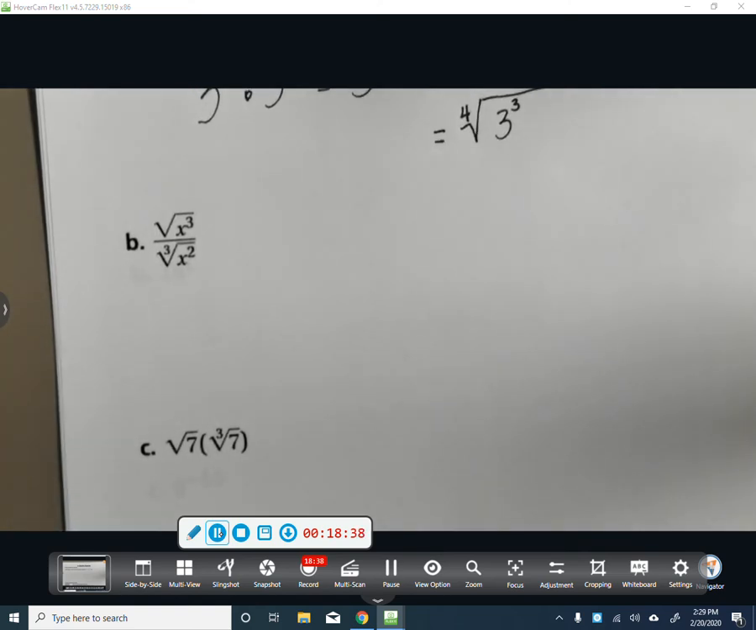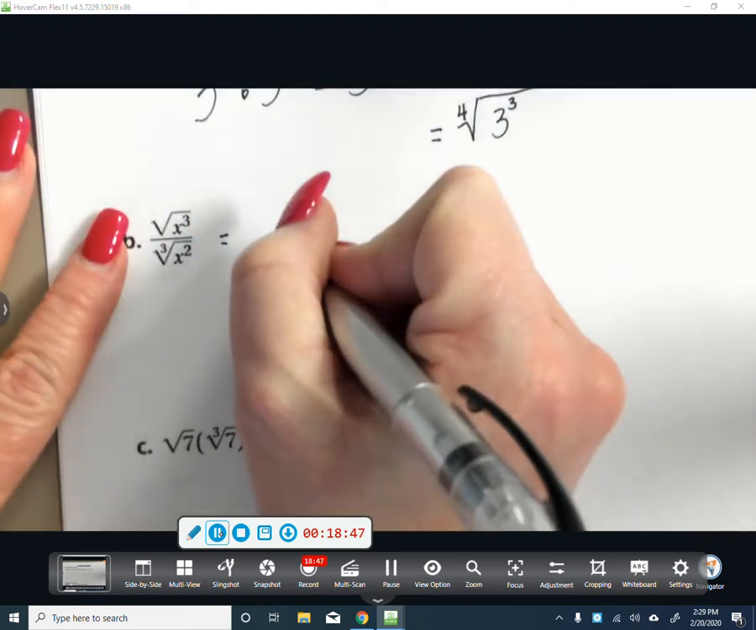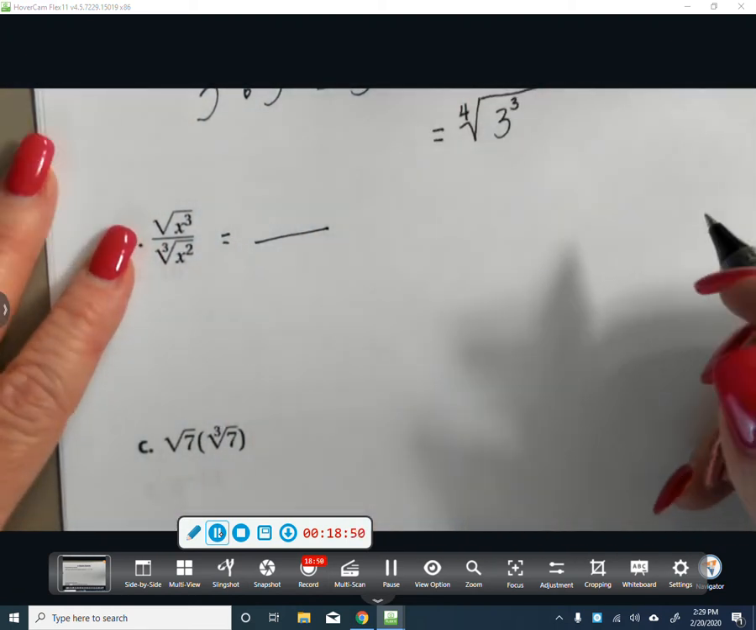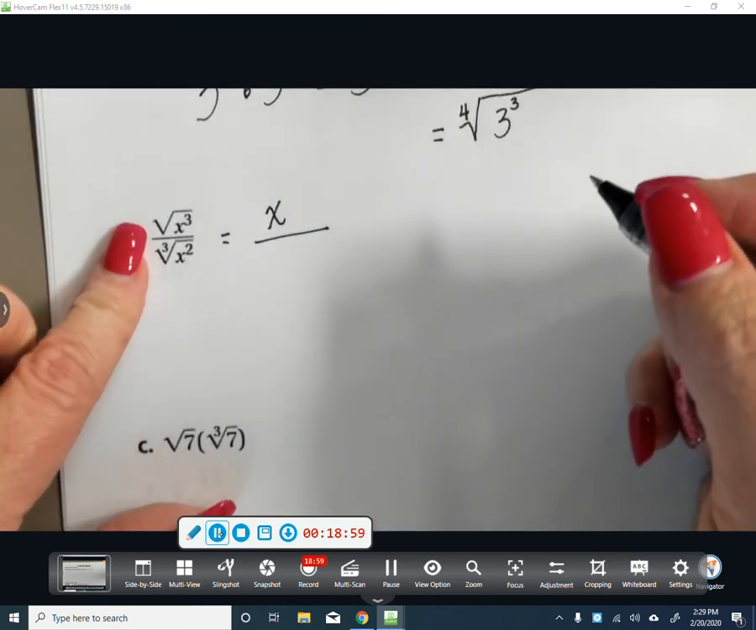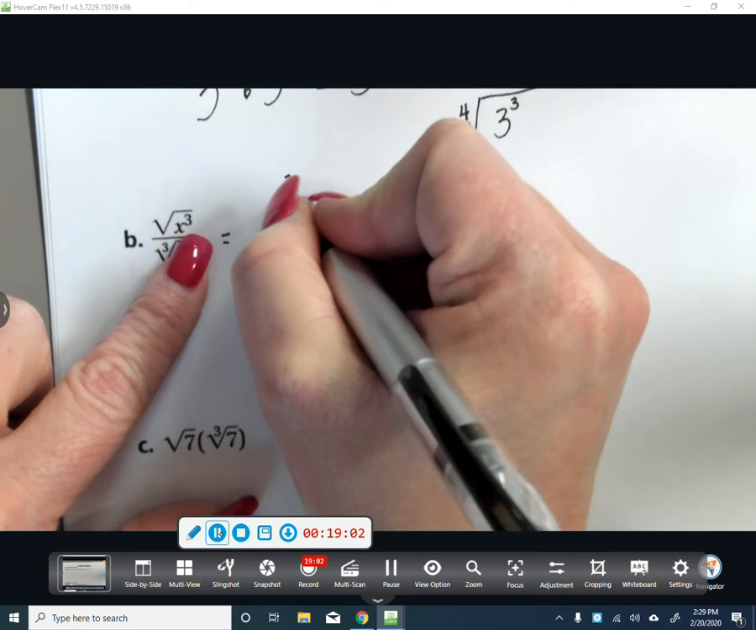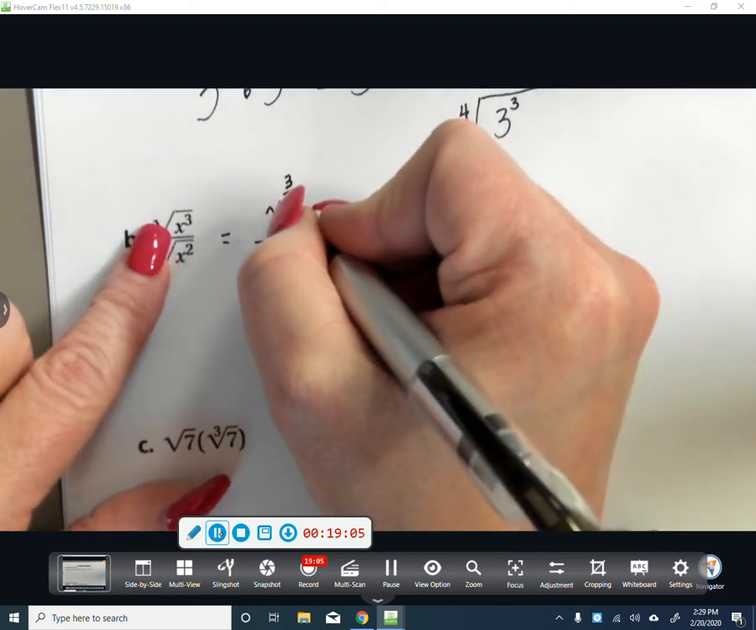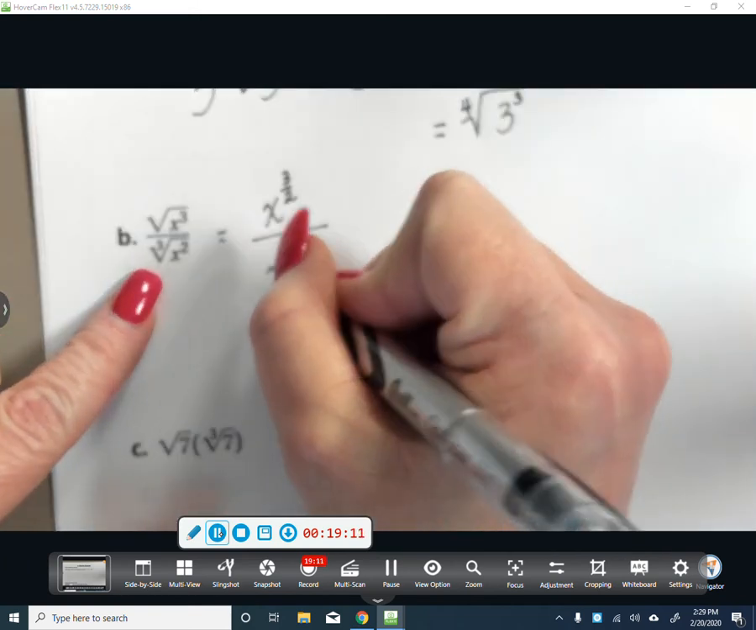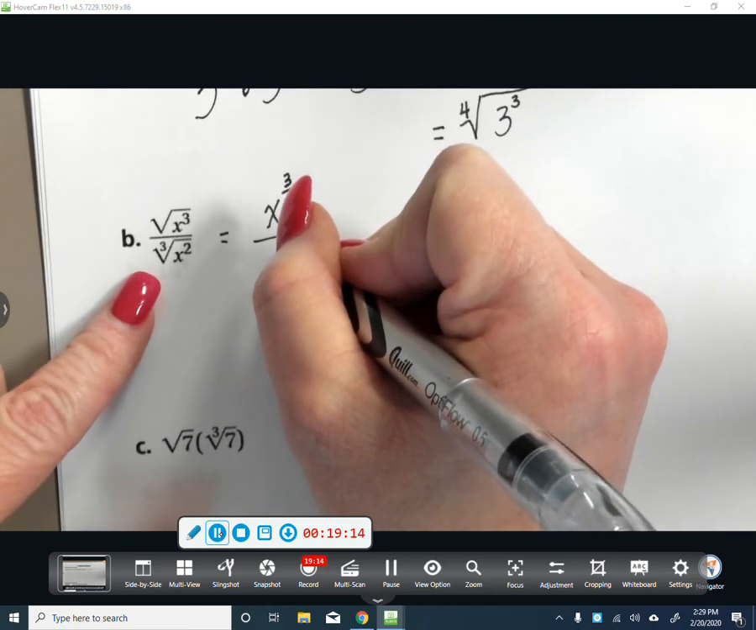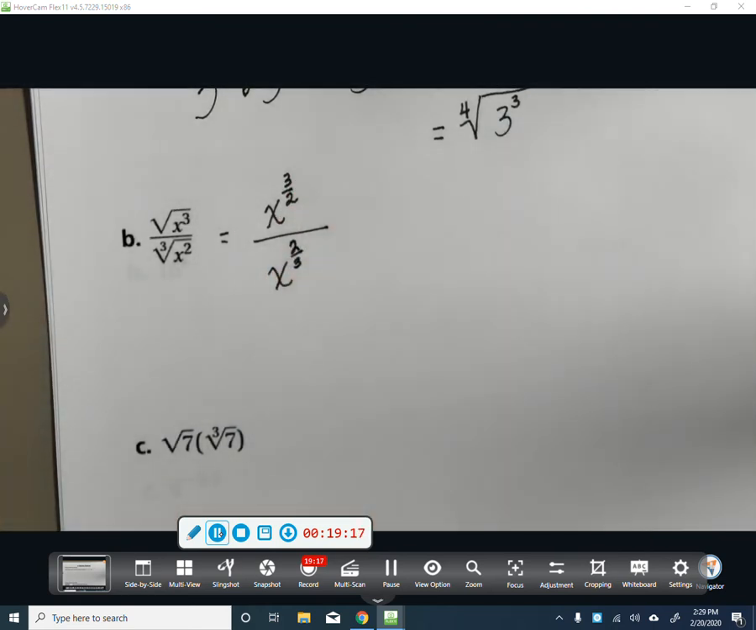All right, let's look at B. So, square root of x cubed divided by the cube root of x squared. Again, I told you can't do that, right? Because the indexes were wrong. So, let's go ahead and rewrite it as exponentials. So, my numerator is going to be x to the, what's my numerator? 3. What's my denominator? 2. Because it's a square root. And then on the bottom, it's going to be x to the 2/3.